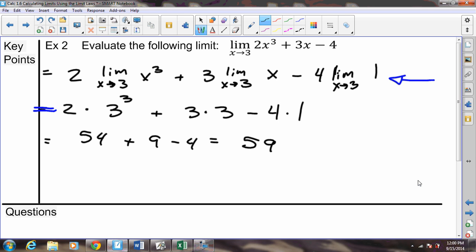We're noting this is telling us if we were to create a graph of that entire function in yellow, as we started approaching the x value of 3 from the left and the right, the y value height of this function would be at 59. As x approaches 3, the f of x value is approaching 59. There's our interpretation for it.